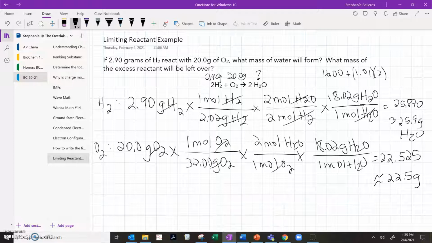Now, what this is telling me is that when 2.9 grams of hydrogen are completely consumed, that's going to be able to theoretically produce this amount of water. And 20 grams of oxygen is only going to produce this amount of water. So what that means is with those two starting amounts, I can't produce the exact same amount of water. So the one that is going to be the amount of water I'm actually producing is the one that is the least amount. That means that this guy is going to be completely consumed and is the limiting reactant.